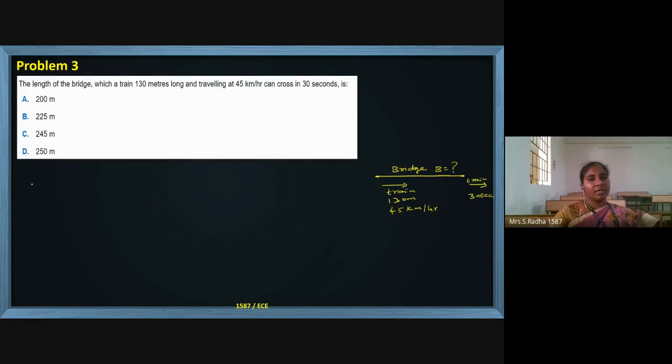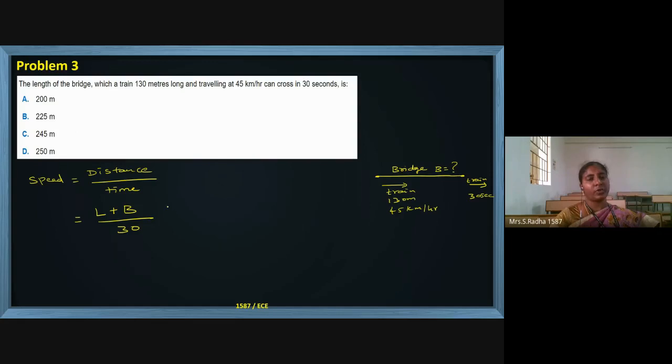In this case, the speed of the train is nothing but, we know speed equals distance by time. Here we have to consider both the length of the train as well as the length of the bridge, and the time taken is 30 seconds. The length of the train is 130 meter, time is 30 seconds, but the speed of the train is given in kilometer per hour. So on the right side, I will find the bridge length in meters, because the answers are also in meters.